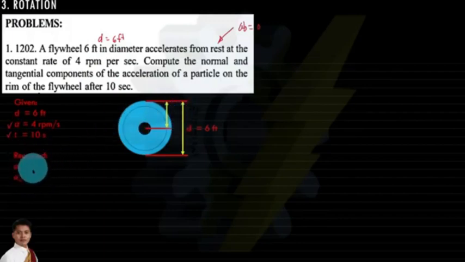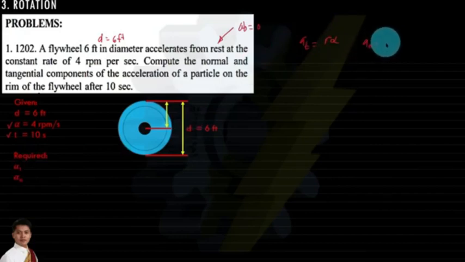So the formula for the tangential acceleration is equal to r alpha. And then for normal is simply r omega square. So from the given, we already have alpha. But how about our omega? Take note, our omega here should be at the end of 10 seconds. So we have omega sub O, which is equal to 0.